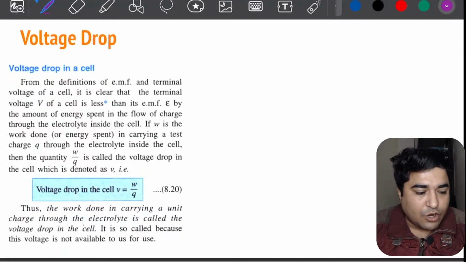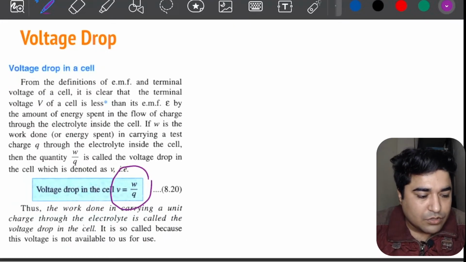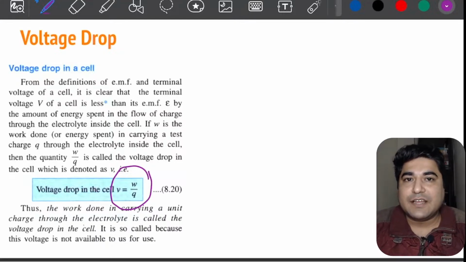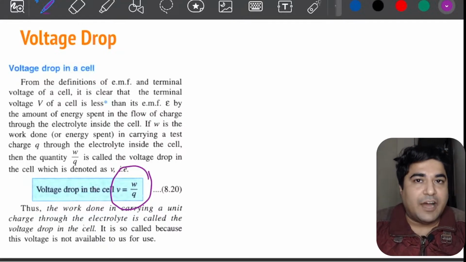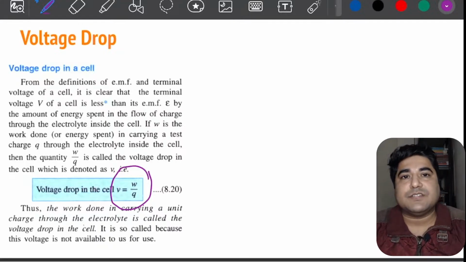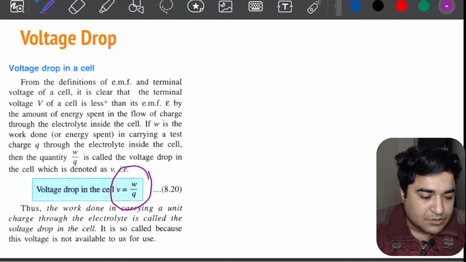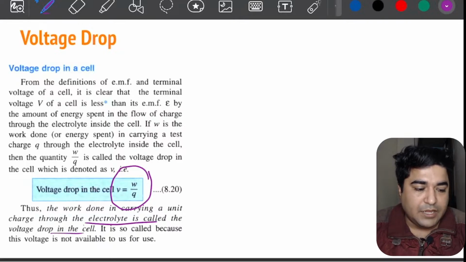For voltage drop over here also, you can see there is a different value of work done. We know that voltage drop would be some voltage which is being dropped. Why is it so? Because of the internal resistance. So this is the voltage drop. Thus the work done in carrying a unit charge through the electrolyte is called the voltage drop. This is something we should be knowing.